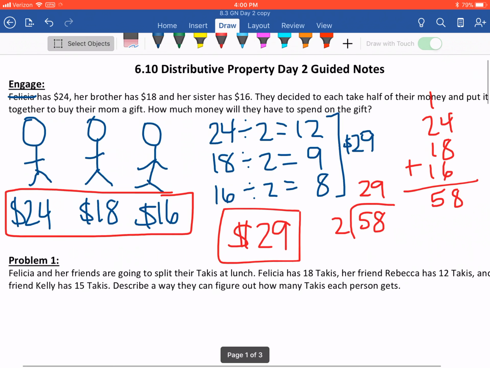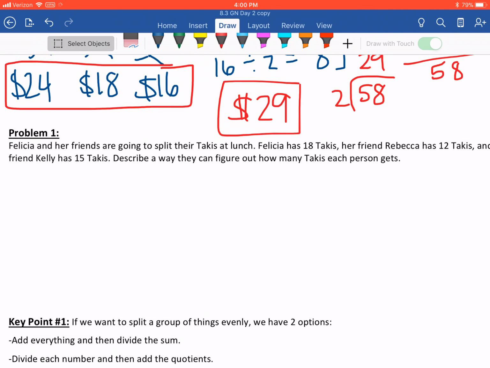All right, moving on to the next problem. Felicia and her friends are going to split their Takis at lunch. Aw, they're so nice to each other. Felicia has 18 Takis, her friend Rebecca has 12 Takis, and her friend Kelly has 15 Takis. Describe a way they can figure out how many Takis each person gets.